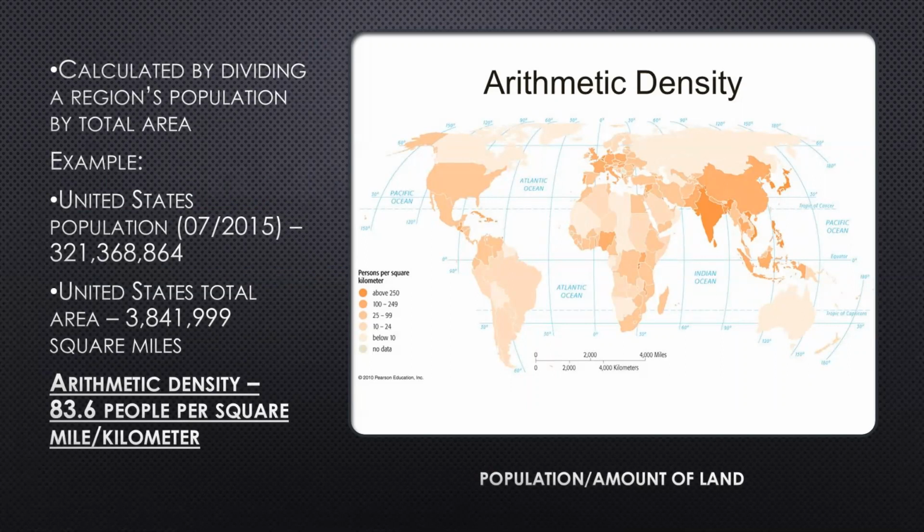Again, calculate it by dividing a region's population by the total area. And so this is the United States arithmetic density. It's population divided by total area, and we'll see that it's 83.6 people per square mile. So keep that in mind. It's per square mile, so mile squared, you could say. And this map here just shows you the arithmetic density of different countries in the world.